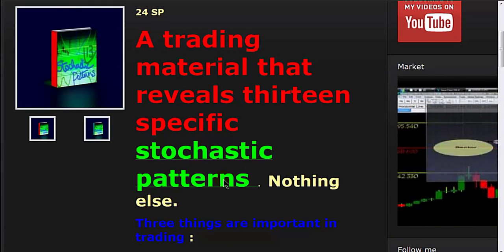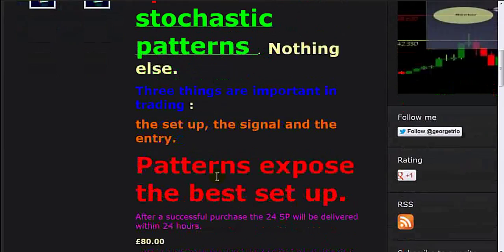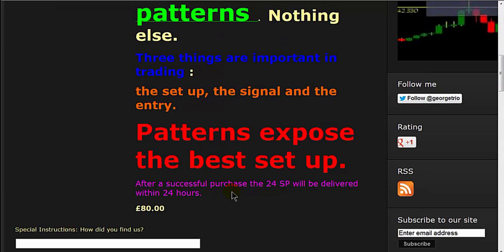Nothing else. Three things are important in trading: the setups, the signal, and the entry point. A lot of traders do not have a focus. They can trade, but they don't know how to focus. When you focus first on the setup, then you will focus on the signal, and then on the entry point. Without focus, there's no progress. The patterns expose the best setup. Ladies and gentlemen, I will say this again to you: the patterns expose the best setup.